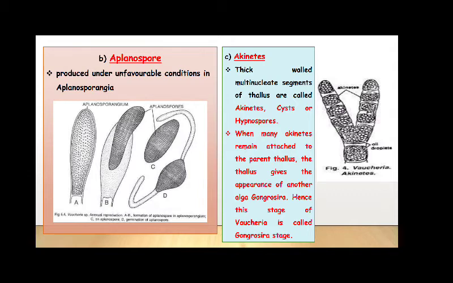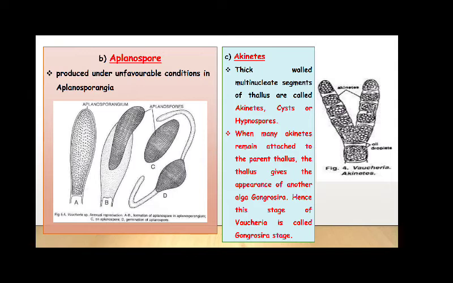Then the third one is akinetes. They are also formed during unfavorable conditions. During akinete formation, the content of the filament divides into small segments by a gelatinous wall. These thick-walled small multinucleate portions or segments are called akinetes.